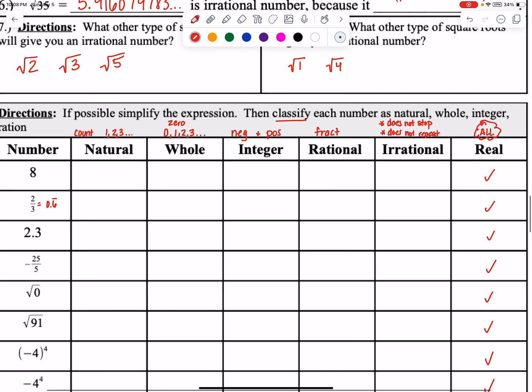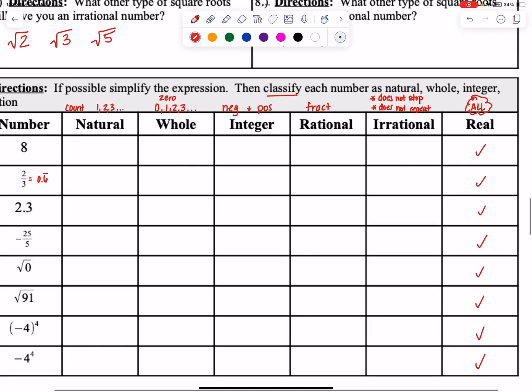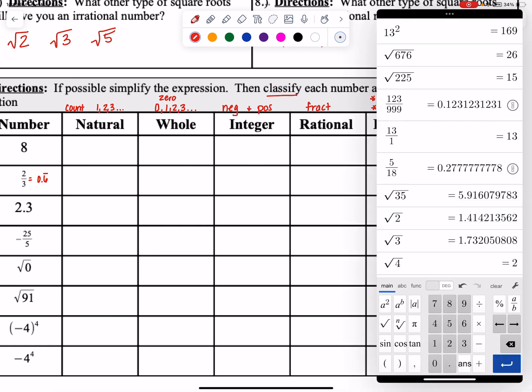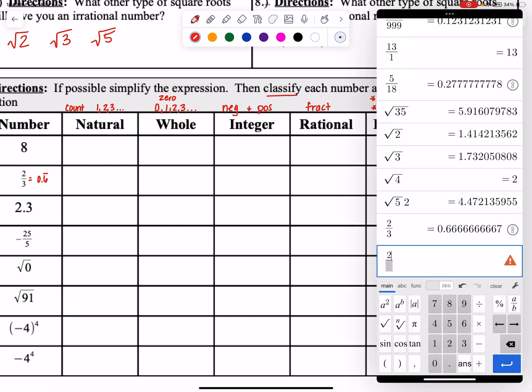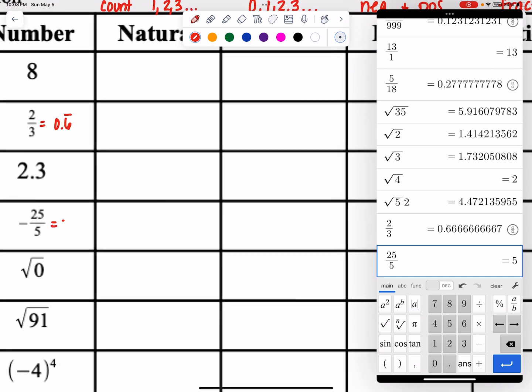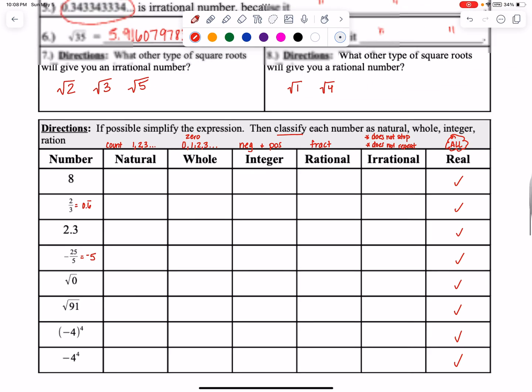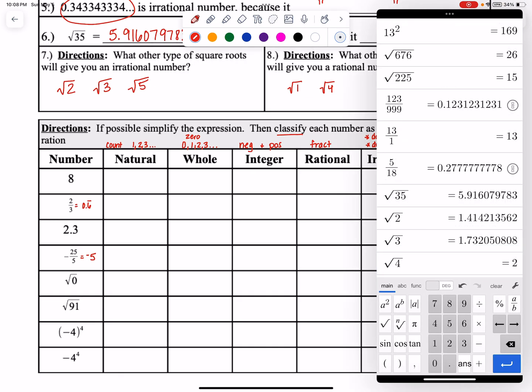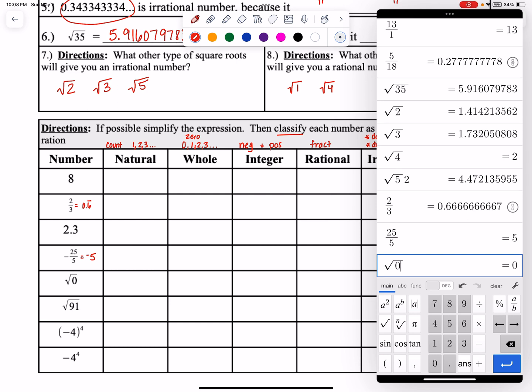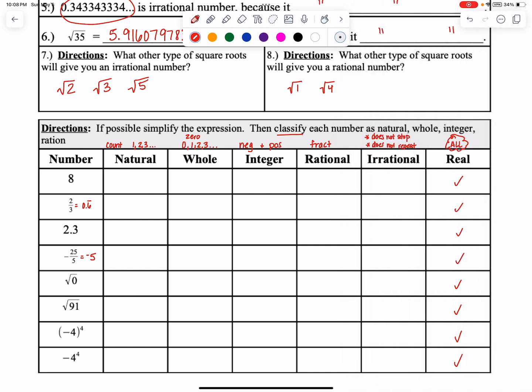Okay, let's look at 2.3. Well, that does stop, so that's not irrational. What about 25/5? I'm pretty sure that 25 divided by 5 is 5, but it's negative, so this just equals -5. I want to write down what it is to simplify it a little bit. Square root of 0, let's check that out. 0 times 0 is 0, so this just equals 0.